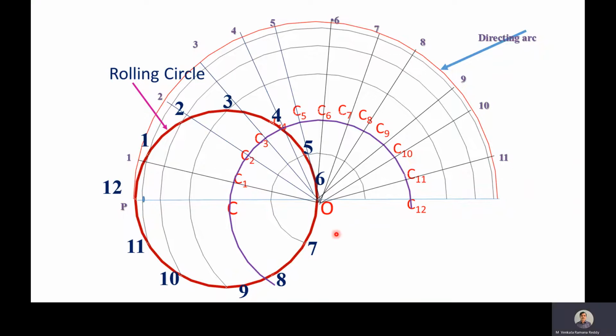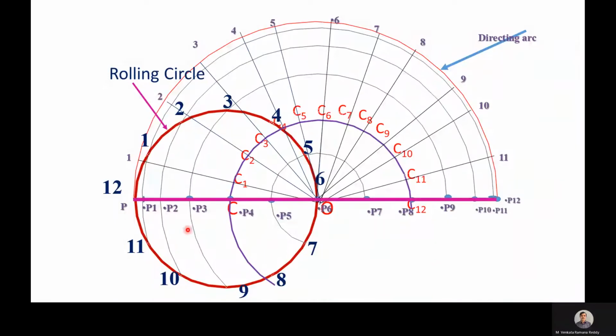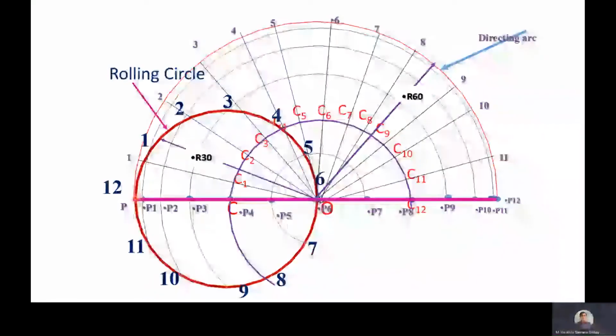Name these points and join those points. That is, when the radius of the rolling circle is half of the radius of the directing circle, then the hypocycloid becomes a straight line. That's about the brief overview of the solution.